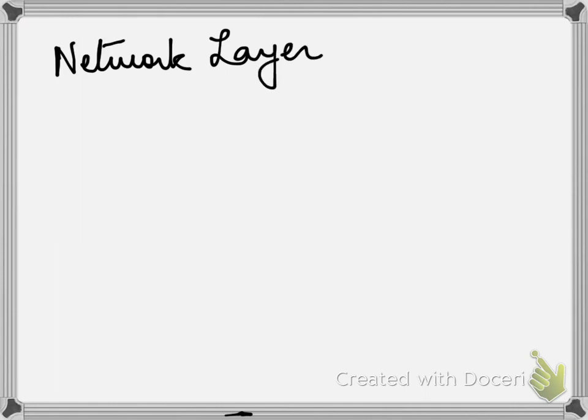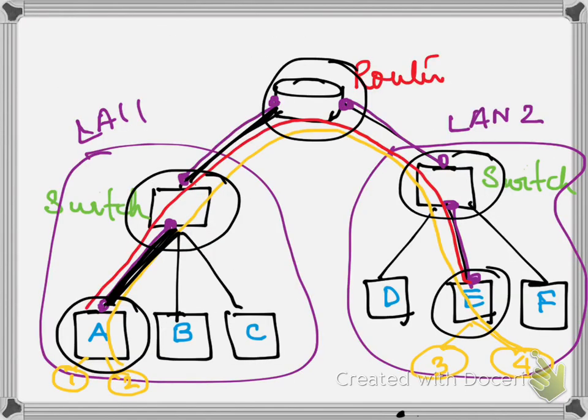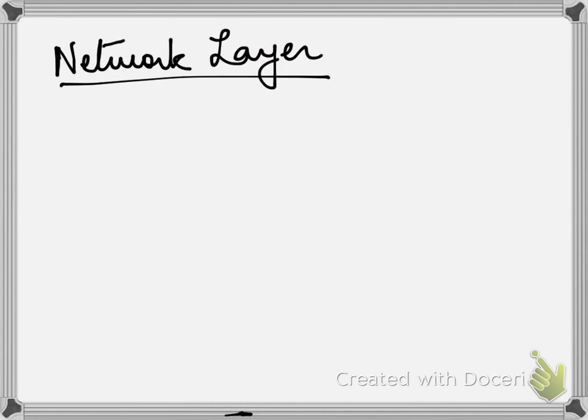Next we have the network layer. Above the data link layer we have the network layer. Now in the network layer we have source to destination delivery. So we need a unique address to identify A and E. Every device in the network has to have a unique identification, and this is given in the network layer by something called the IP address.